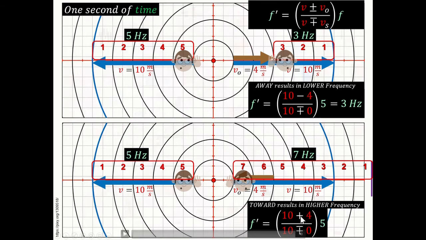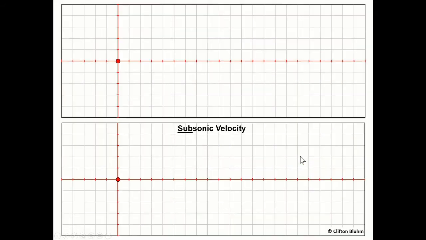So this time I'm going to add 4 to there. We knew that we should have a higher frequency, a larger number of waves, so the numerator of that fraction must have been getting bigger. And 14 divided by 10 is the same thing as 7 divided by 5, times 5, is the same frequency that we just measured there.